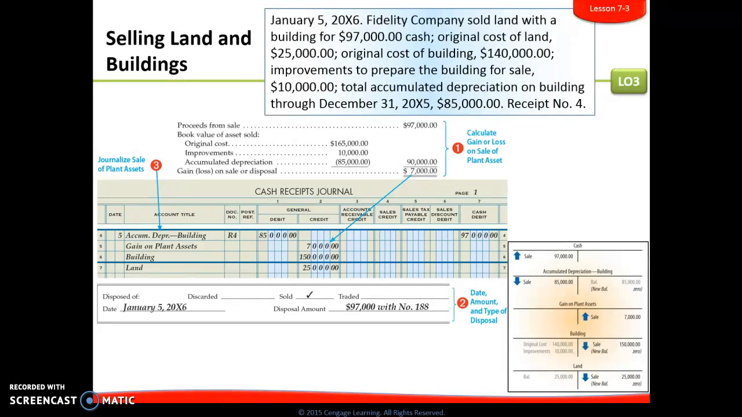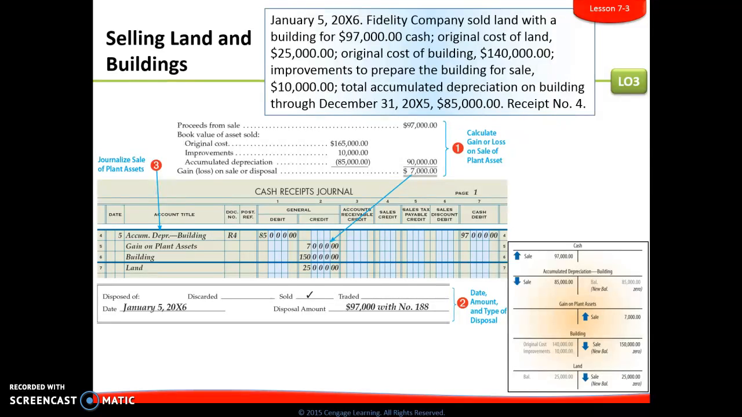Okay, the last thing that they're showing us is selling land and buildings. On January 5th, Fidelity Company sold land with a building for $97,000 cash. The original cost of land was $25,000. The original cost of the building was $140,000. Improvements to prepare the building for sale were $10,000. Total accumulated depreciation on the building through December 31st was $85,000. Sometimes we'll put more money into something just so that we can sell it.